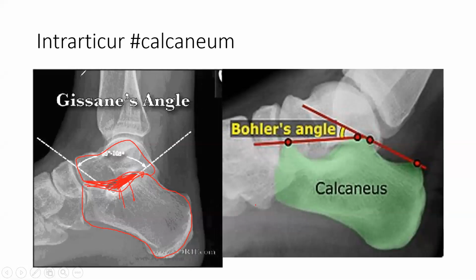Any intra-articular calcaneum fracture, you have to determine by two angles. These are known as Bowler's angle and Gisane angle. You don't need to go into the details of what Bowler's angle and Gisane angle are. If you want, you can, but I will not tell you. It's difficult, and even I don't remember well. So you just remember two things: Bowler's angle and Gisane angle.